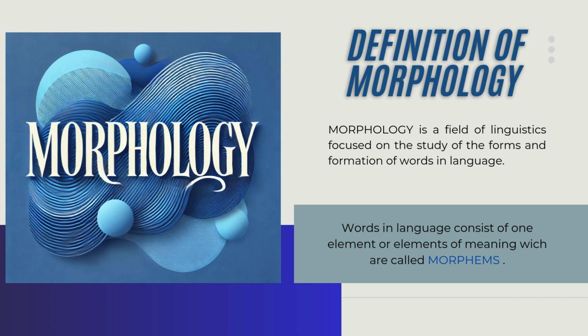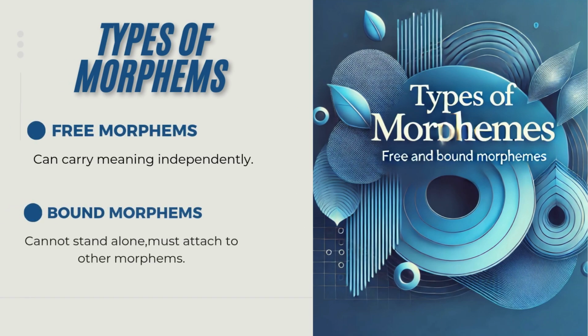Now let's move on to the second part, which is types of morphemes. Morphemes are divided into two main categories, each with a distinct role in language. The first type is free morphemes. These morphemes can function independently as complete words. They don't require attachment to any other morphemes. The features of free morphemes: they can carry meaning by themselves, and they can be found in everyday vocabulary as standalone words. Examples of free morphemes: book, run, and quick.